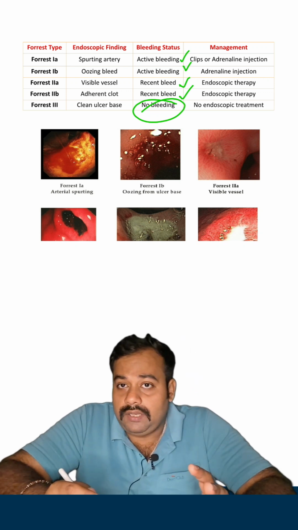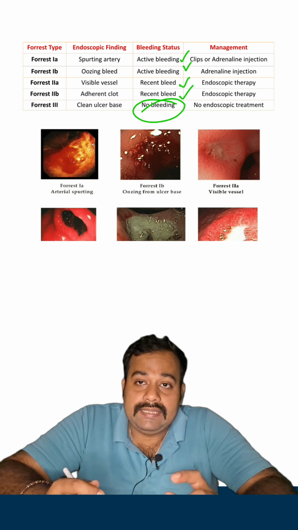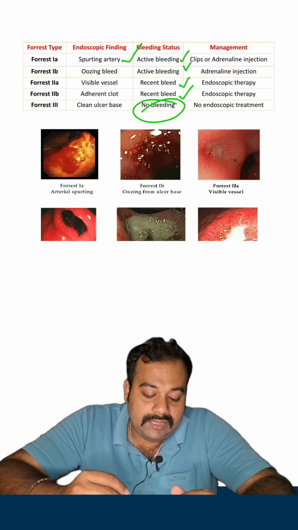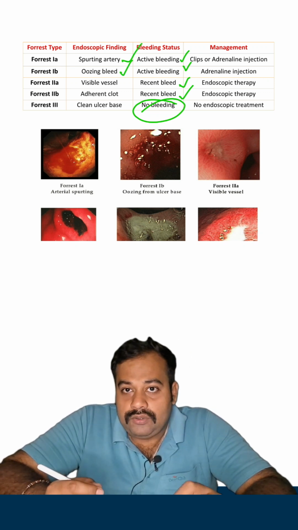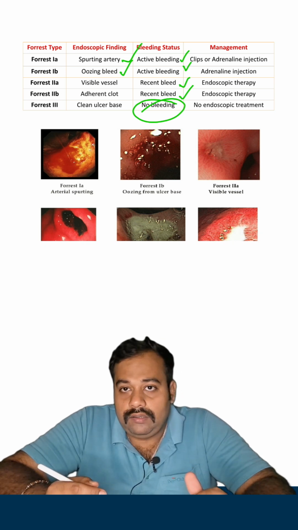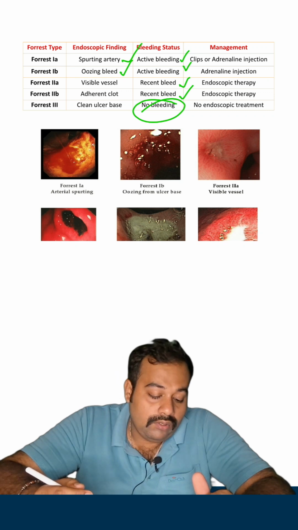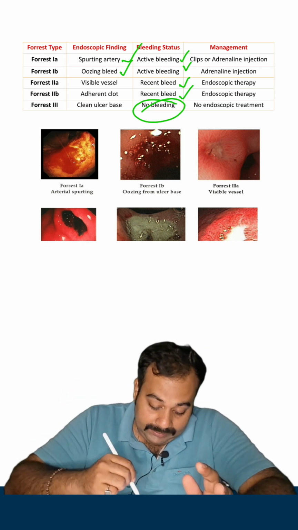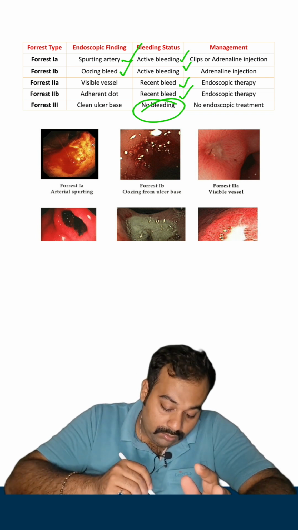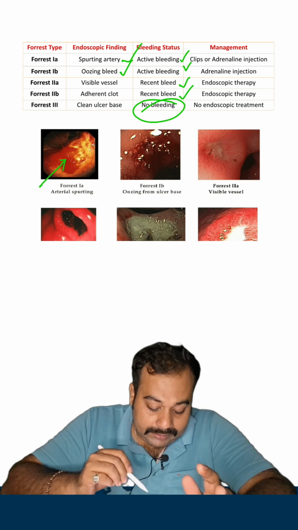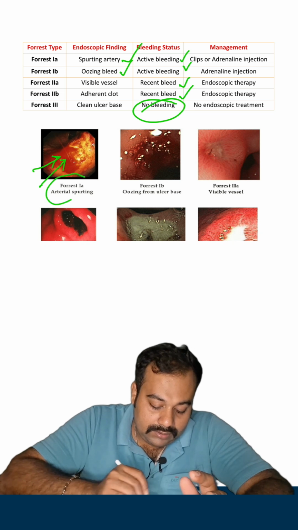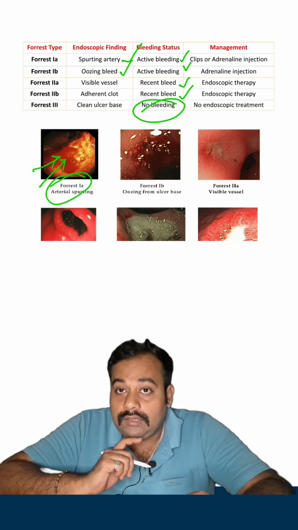Now Forest type 1 is again subdivided into A and B. A is the spotting artery, B is the oozing bleeding. When you are able to see a spotting from the arterial site, that is Forest classification 1A. If there is an oozing, then it is Forest 1B. You can also see that in the image. You can appreciate that there is an arterial spotting in this image, so this one belongs to the Forest 1A type.